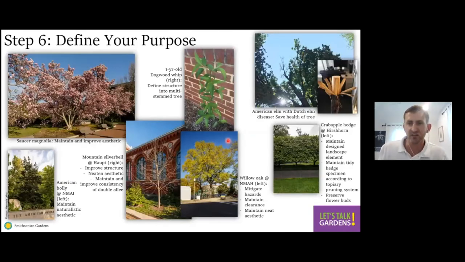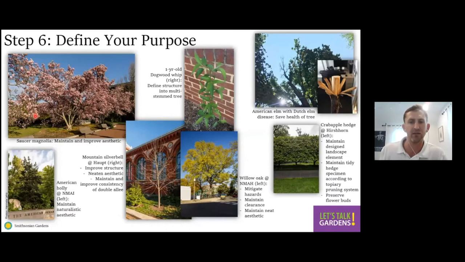Step six, define a purpose or objectives for doing your pruning. So again, this is really the main point of the presentation today. Have a reason for cutting branches. There's no one way to prune. It really depends on why you own the tree, where it is, and what you want to get out of it. So here are a few examples.